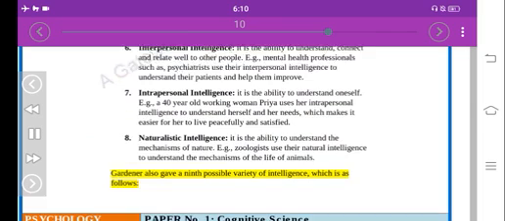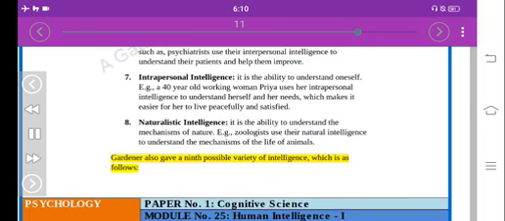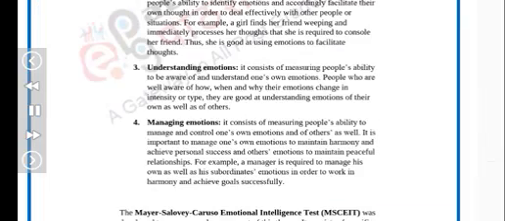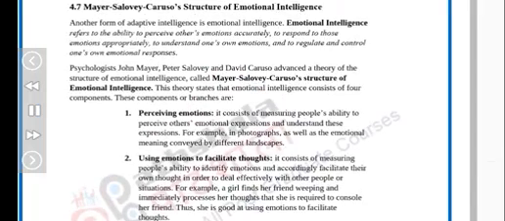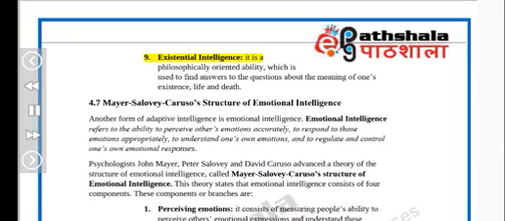Gardner also gave a ninth possible variety of intelligence, which is as follows. 9. Existential intelligence. It is a philosophically oriented ability, which is used to find answers to the questions about the meaning of one's existence, life and death.